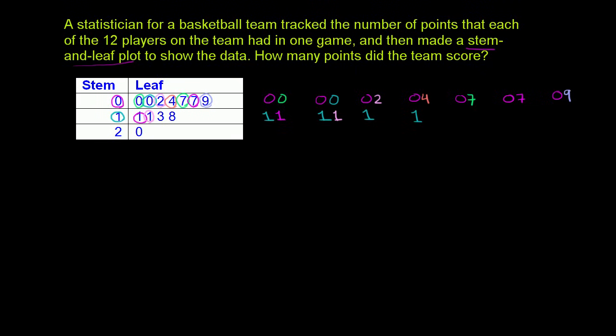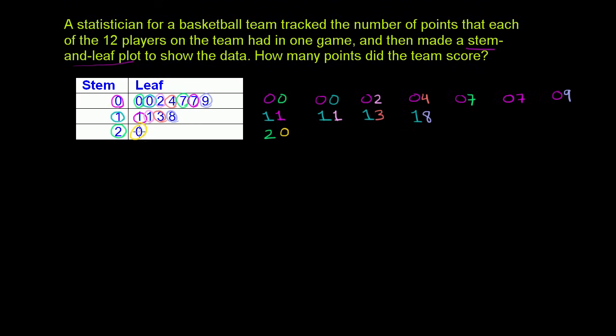This player, let me do orange, has 3 in the ones place, so he or she scored 13 points: 1 in the tens place, 3 in the ones place. Then I will do this in purple. This player has 8 in their ones place, so he or she scored 18 points: 1 in the tens place, 8 in the ones place. And then finally, you have this player whose tens digit is a 2 and ones digit is a 0. I'll circle that in yellow. So he or she scored 20 points.